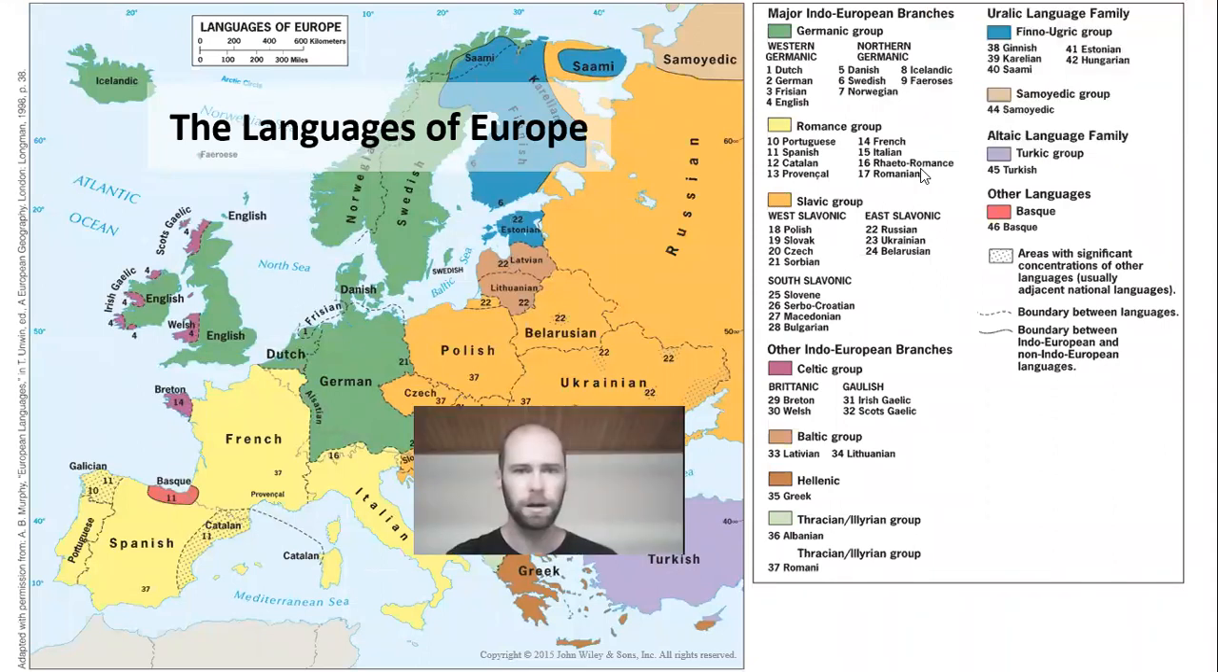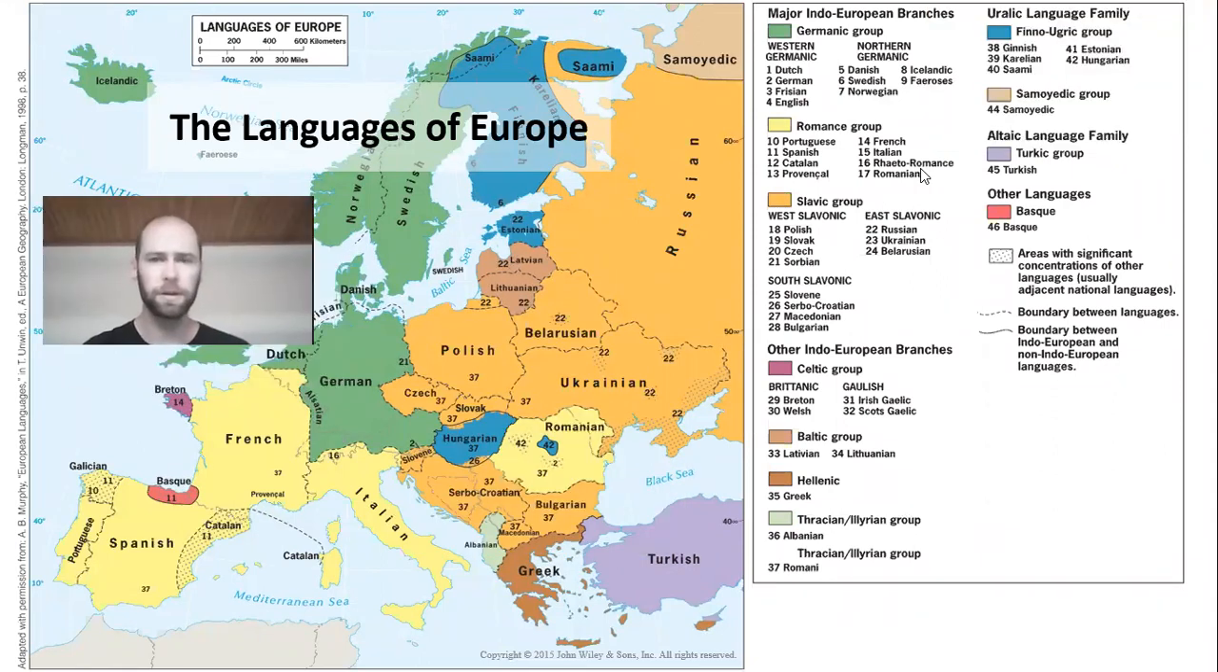So yeah, this ended up with the formation of all of these different languages within Europe. And there's a lot. We have the Germanic group, the Romance group, the Slavic languages, the Celtic, Baltic, Hellenic, Thracian, all of these different languages developed out of this original Proto-Indo-European language.